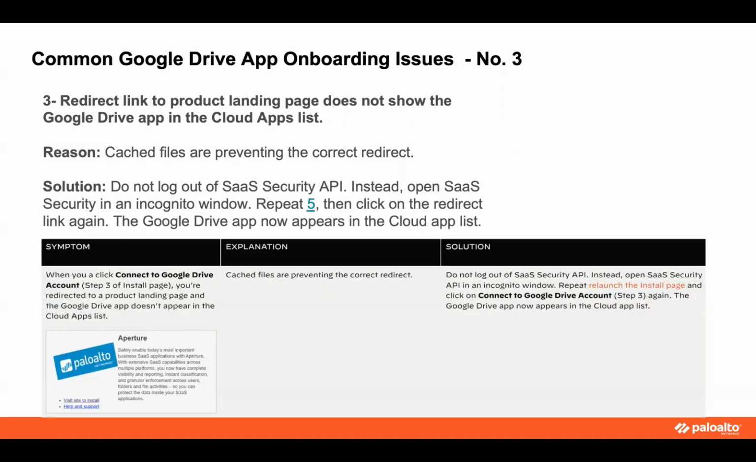Again, at the same step, when we try to connect to the Google Drive account, it redirects us to a product landing page where we should see Google Drive in the Cloud Apps list. If the Google Drive app doesn't show up, it might be because cached files are preventing the correct redirect. What you need to do is open SaaS Security API in an incognito window and repeat relaunching the install page and connecting to the Google Drive account. Now you should be able to see the Google Drive app in the Cloud Apps list.